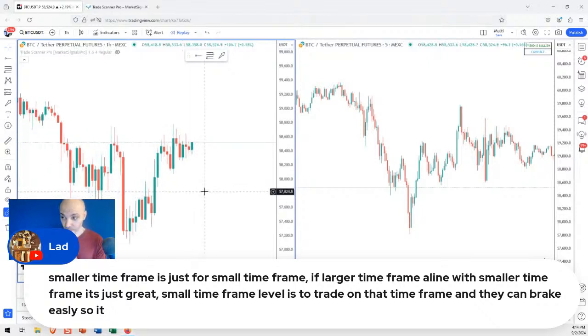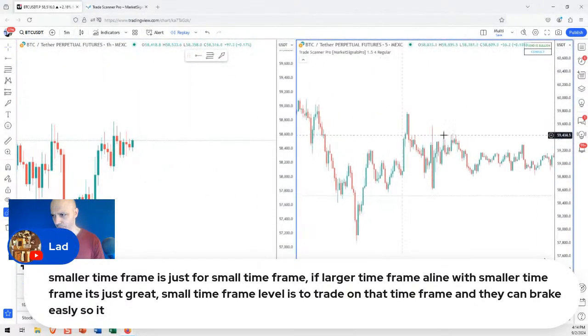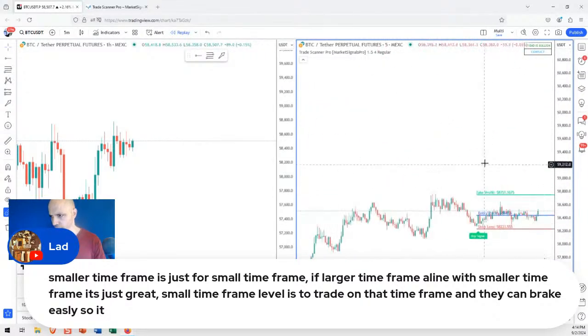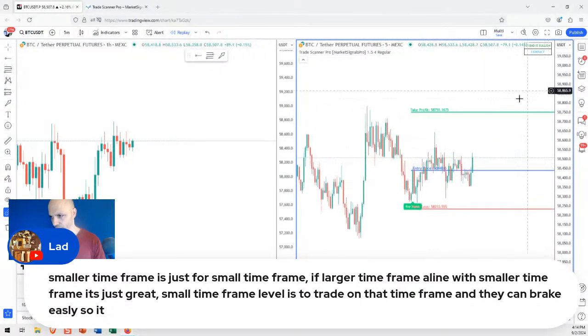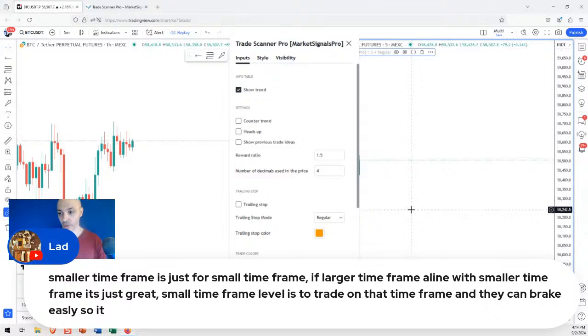Now, let's talk about the settings real quick. I'm not going to spend a lot of time on the settings. Let me just advance this chart over here. We actually have a signal there. Let me just turn that off for a moment. I just want to show you the settings first, real quick. Because when you get the Trade Scanner Pro, which again, there's a 14-day free trial, it comes like this. All the settings are turned off. So you have to go to the settings panel and turn them on.